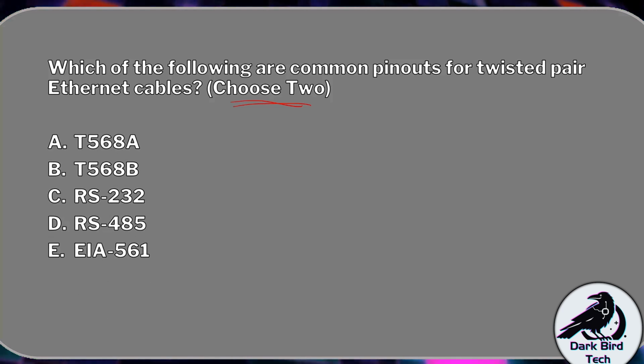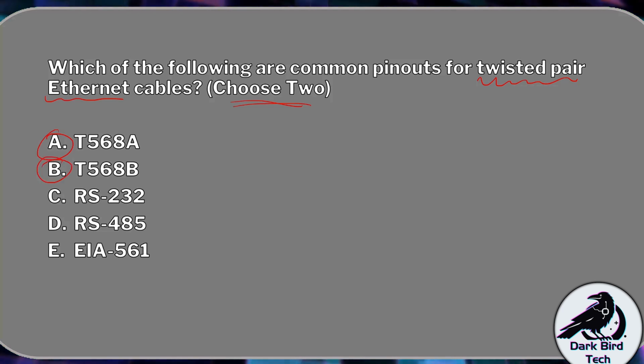T568A, T568B, RS232, RS485, and EIA561. These are all correct and valid pinouts for various kinds of cables that are used in networking in various ways. But they're asking specifically about twisted pair Ethernet cables. And for those of you that remember that quite well, the answer is those two.